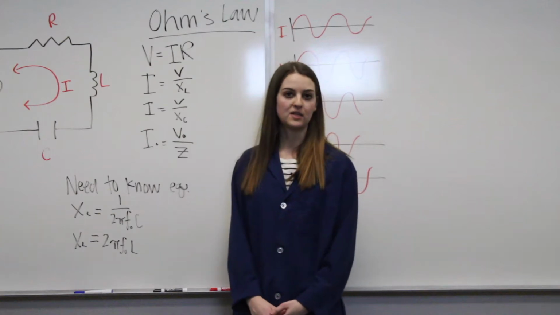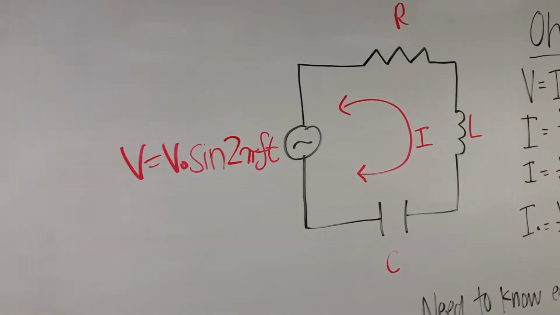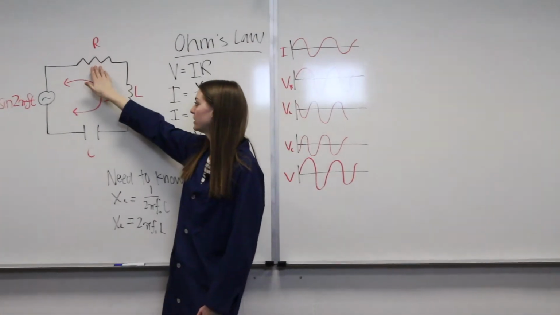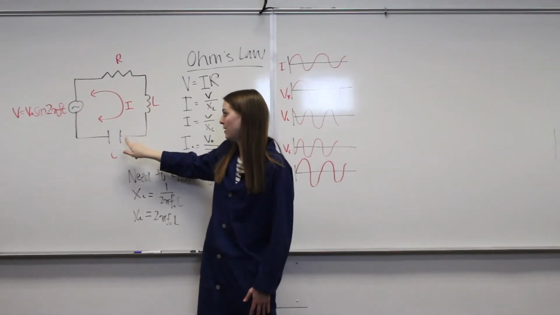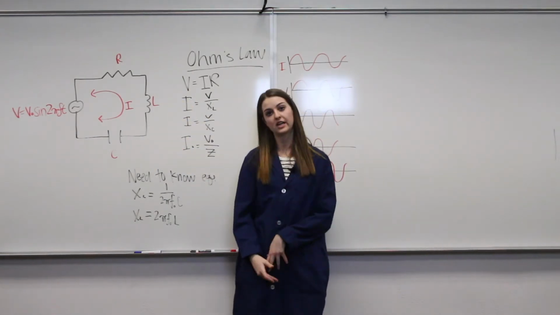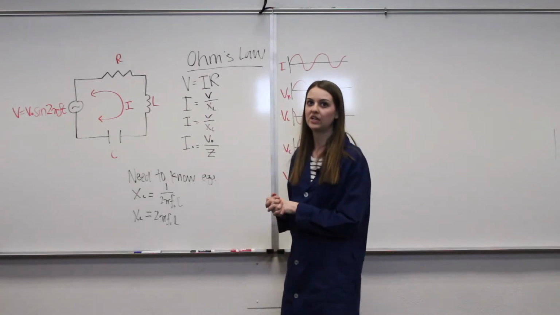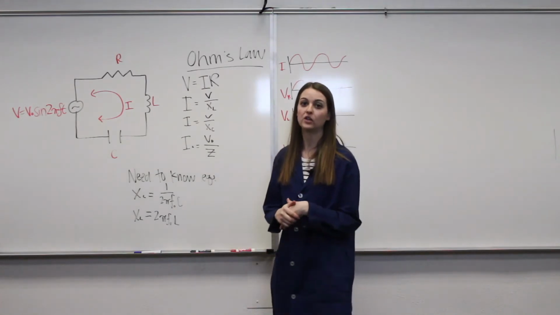Hey y'all, today I'm going to be talking about resonance in RLC circuits. So I've drawn an RLC circuit on the board. It consists of a resistor, an inductor, and a capacitor with the equivalent terms. A resistor, an inductor, and a capacitor all impede current. So before we talk about resonance, we need to talk about impedance and what that looks like mathematically.